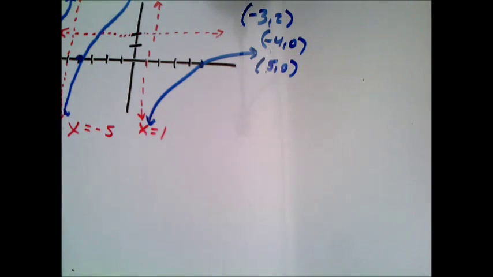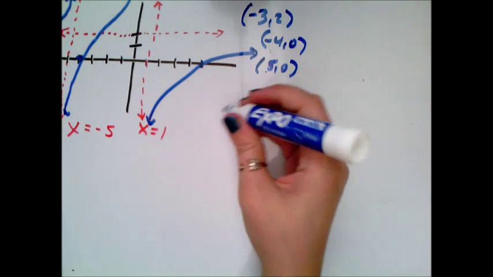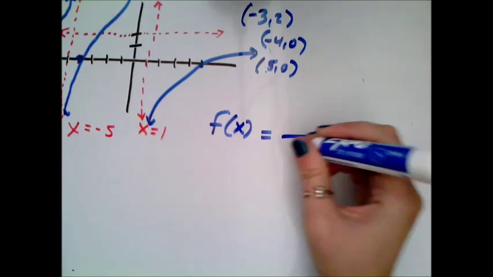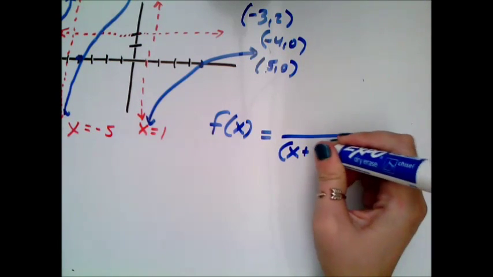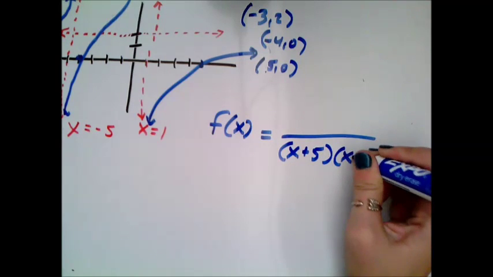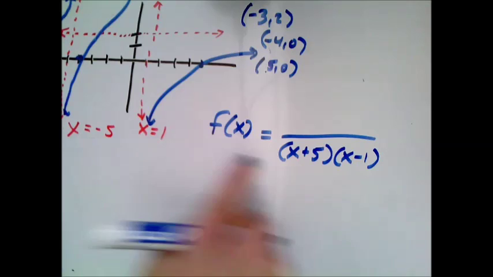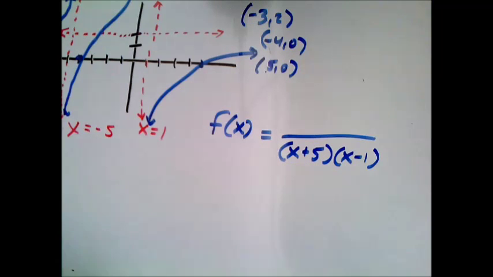So think about where vertical asymptotes come from. They're the places where the denominator equals 0. So now I know for a fact that if I'm trying to write down my function, it must have the factor x plus 5 and the factor x minus 1 in the denominator, because these two places are where the denominator equals 0. So that gives you some factors on the bottom.